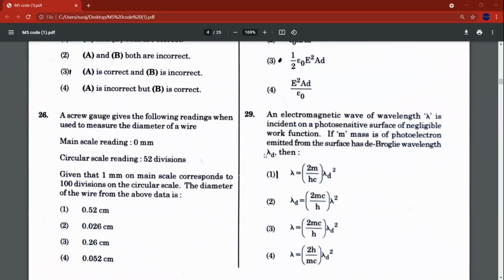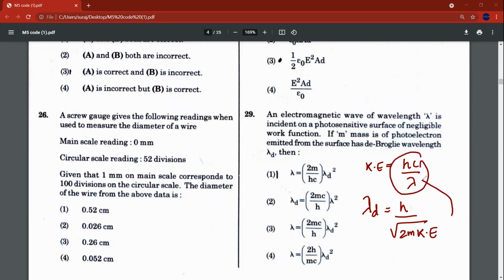An electromagnetic wave of wavelength lambda is incident on a photosensitive surface. It's a nice question. So kinetic energy is what? h nu, that means hc by lambda. Then the de Broglie wavelength is given by h by mv. mv I can write as root over 2m KE. This KE, you should put it here. You will get option number 3. Easy question we can say. 26 was also easy, 29 was also easy.